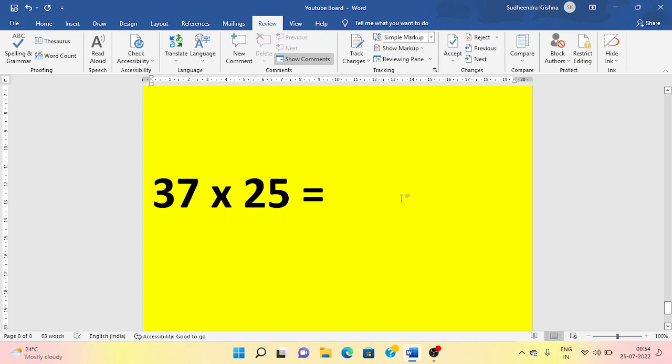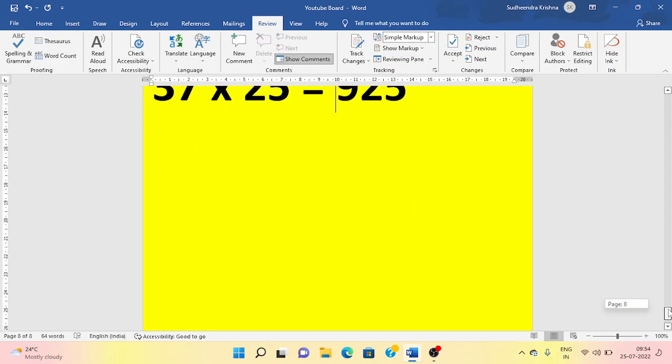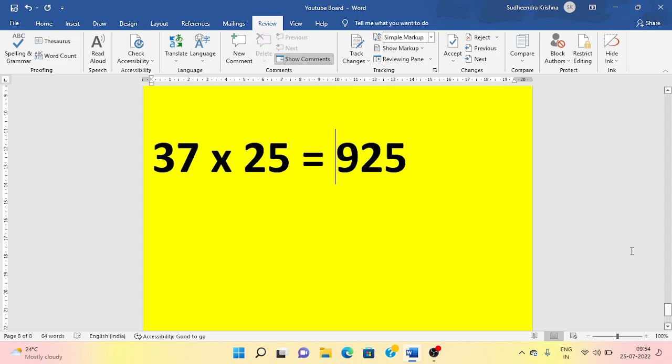Now let us take the last example, 37 into 25. Multiply 37 with 5. 37 into 5 is 185. Now again multiply this 185 with 5. When you multiply 185 with 5, you will get 5 in the units place, and half of 184 is 92. So this is the required answer. 37 into 25 is equal to 925. It's as simple as this.